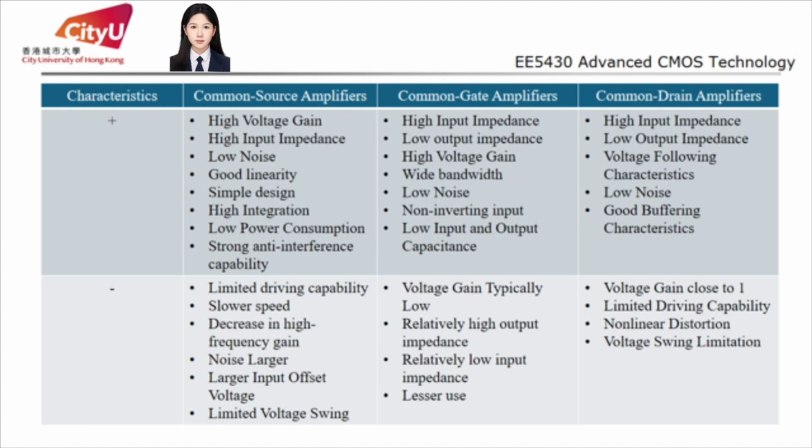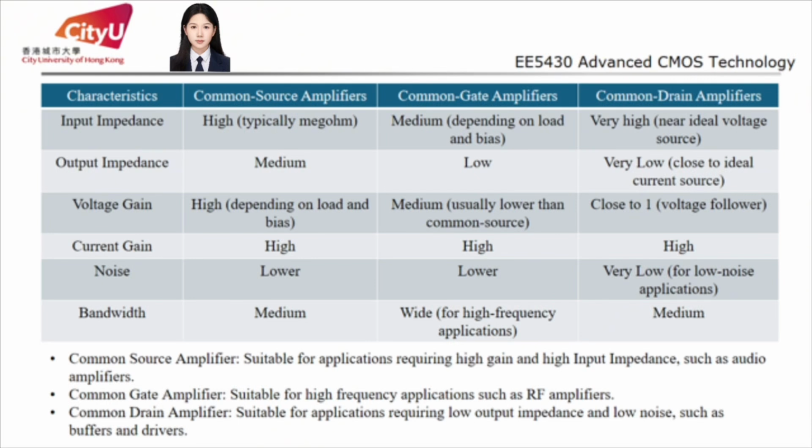This slide shows the advantages and shortcomings of each amplifier. And this slide shows the comparison of each amplifier. Common source amplifier is suitable for applications requiring high gain and high input impedance, such as audio amplifiers. Common gate amplifier is suitable for RF amplifiers, and common drain amplifier is suitable for buffers and drivers.